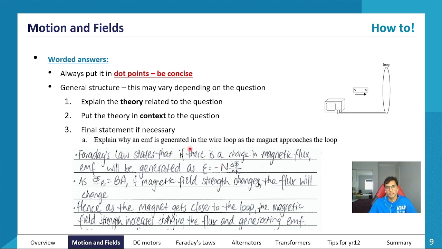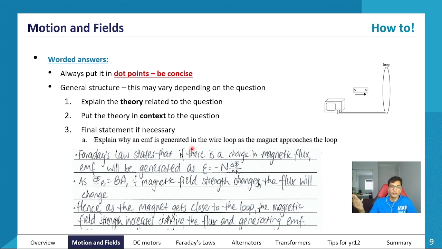Explain why EMF is generated in the wire loop, blah, blah, blah. This question at this point of time is not going to make any sense to you. But by the time that you finish this lecture, hopefully this question actually makes sense and the answer makes sense to you. If you want, you can quickly screenshot this answer because it's a pretty good answer. And when you finish this lecture, you can come back to this answer and you will better understand what's happening.